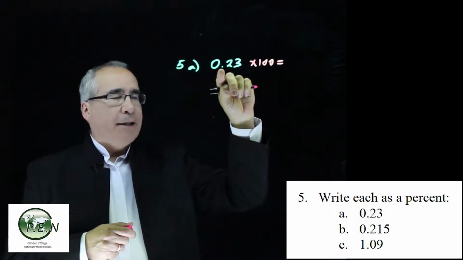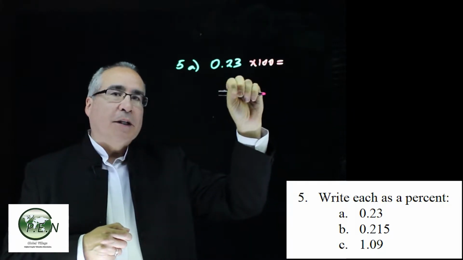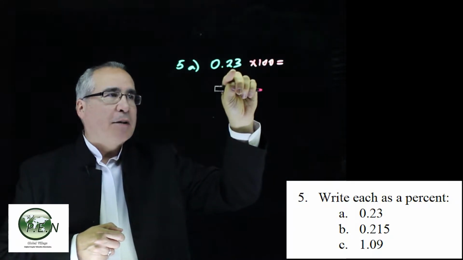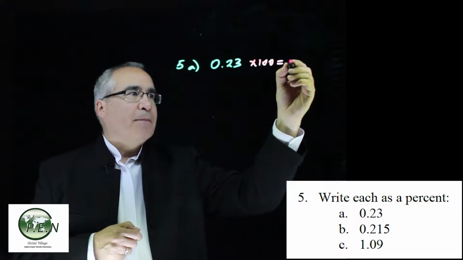0.23, you'll see some people just say, well, just move the decimal over 2 places, and that works because when you multiply by 100, the 2 zeros have the power to move that decimal over. So it's 23%.